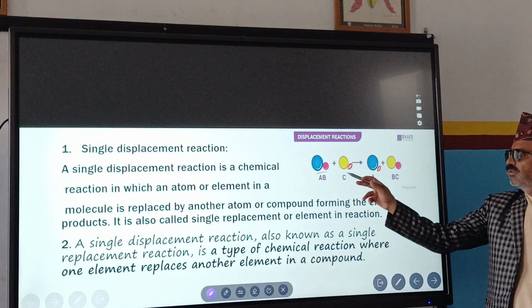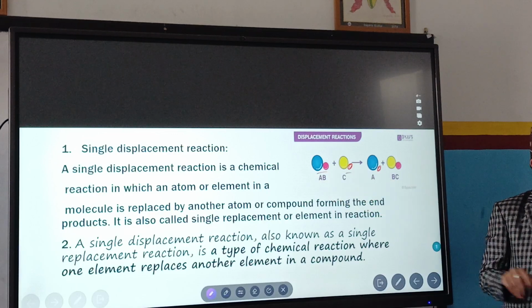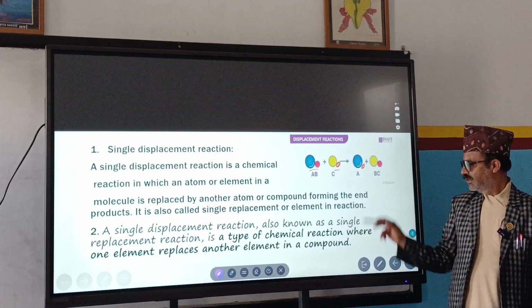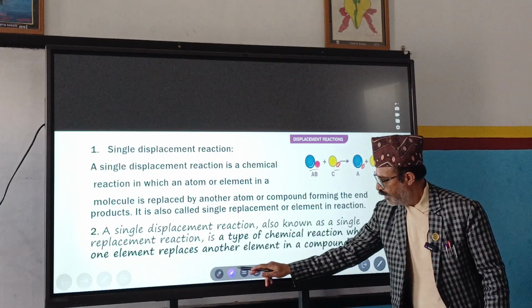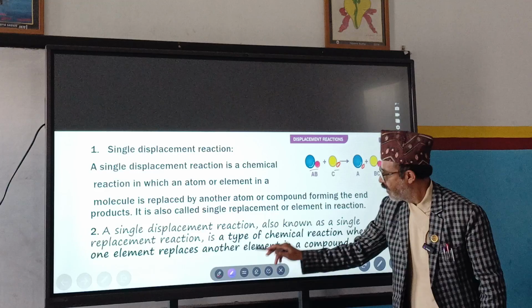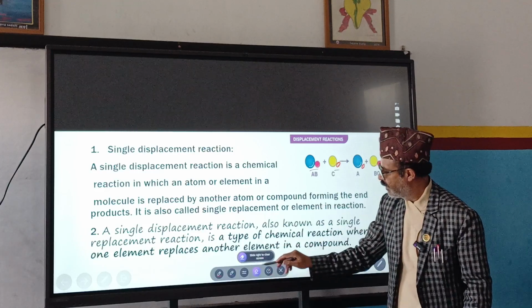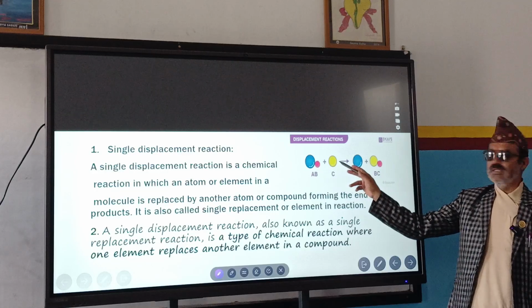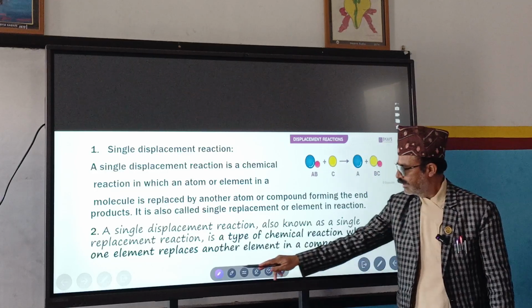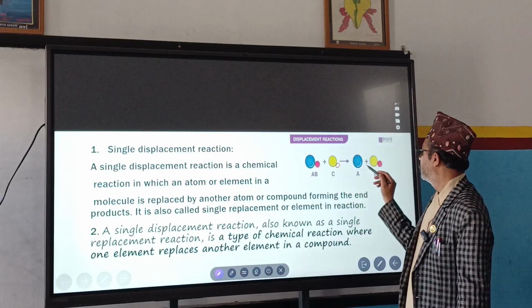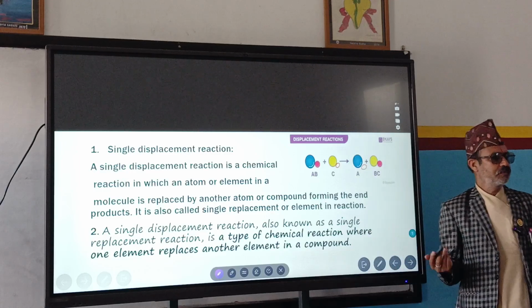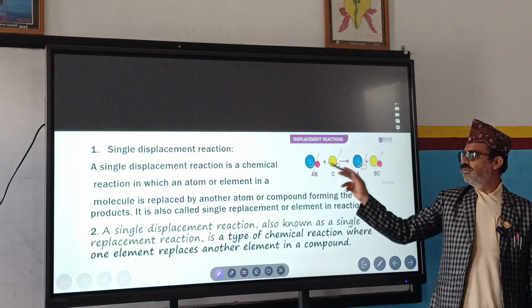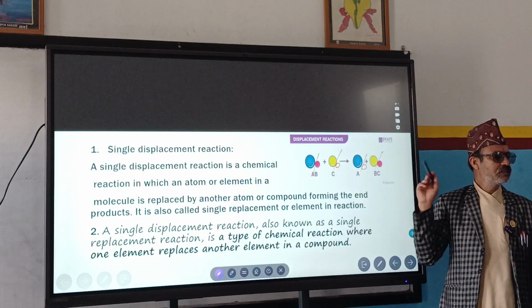Here two, two, double displacement. Here two, one, single displacement. Now what type of chemical reaction is this? Single, because here are two, but here is only one. But if you add one more here, what is this? Double displacement. Here two, here two, here two, here two. But here two, one, one, two means that is single displacement, right?